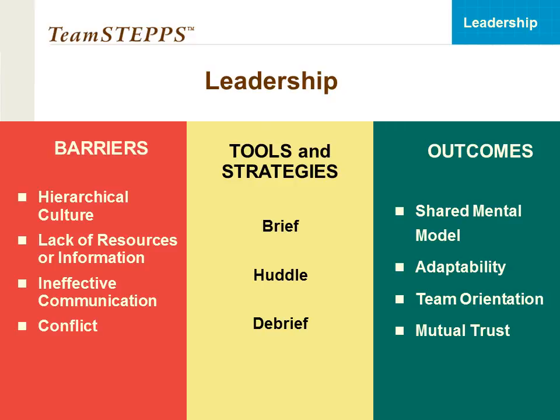Within this module, we identified some barriers to effective leadership. Some tools and strategies were introduced to overcome these barriers. The outcomes of effective leadership are a shared mental model, adaptability, team orientation, and mutual trust.